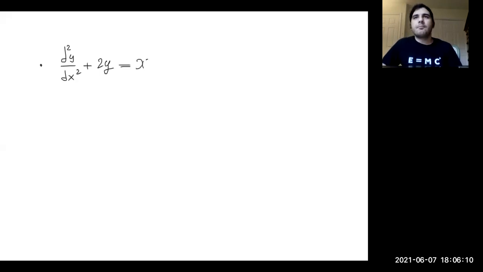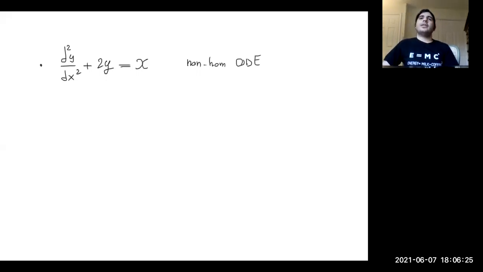Okay. Let's look at one example. Suppose we have this ODE and we want to solve it. The second derivative of y with respect to x plus 2 times y is equal to x. Suppose we want to solve this ODE. The point about this ODE is that this is not homogeneous, right? This is a non-homogeneous ODE.